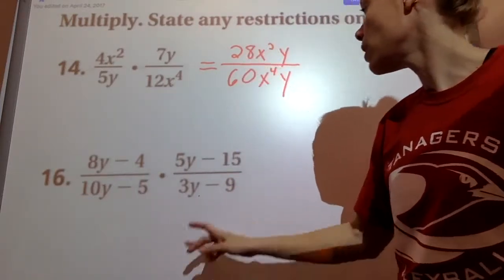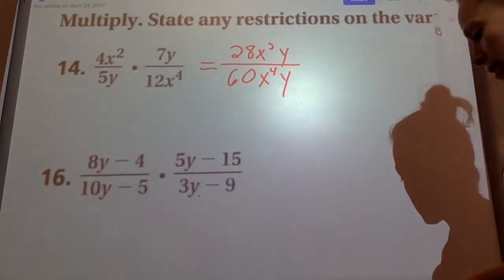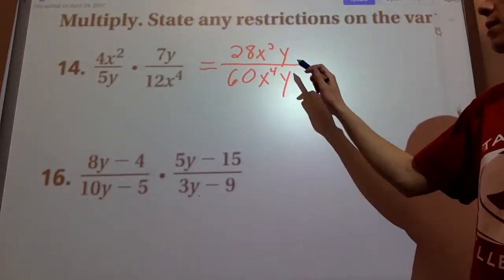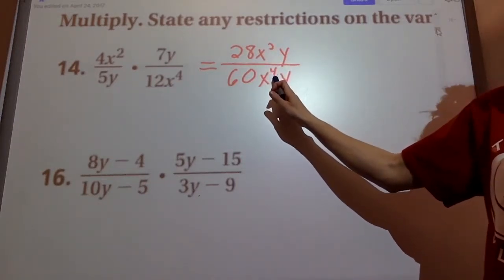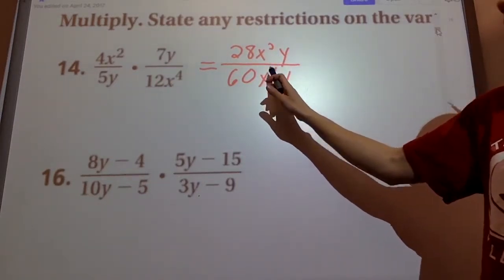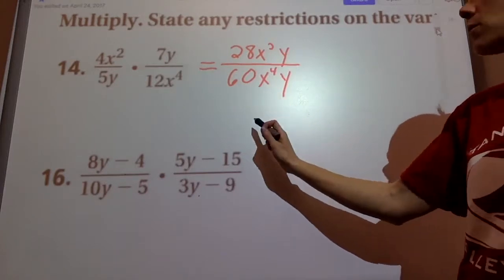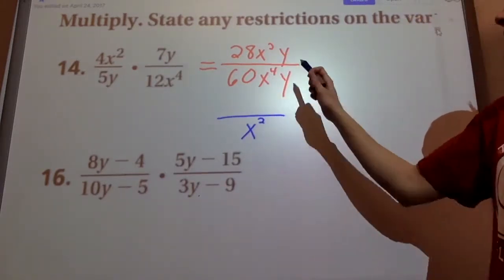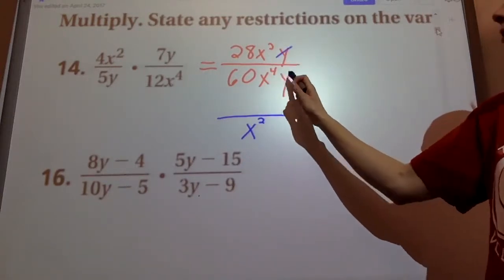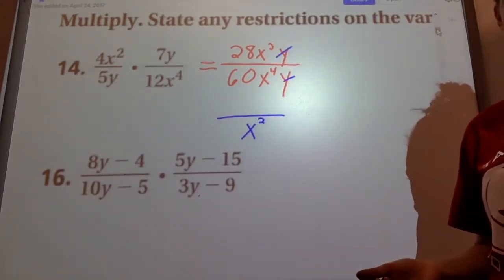Right, when I'm dividing same bases, I subtract, which you should be able to see with my x's. I have 2 x's on top, 4 on the bottom, so that means I have 2 more x's on the bottom. Y's are just going to cancel out because I have 1 y on top, 1 y on the bottom, so those just cancel out.